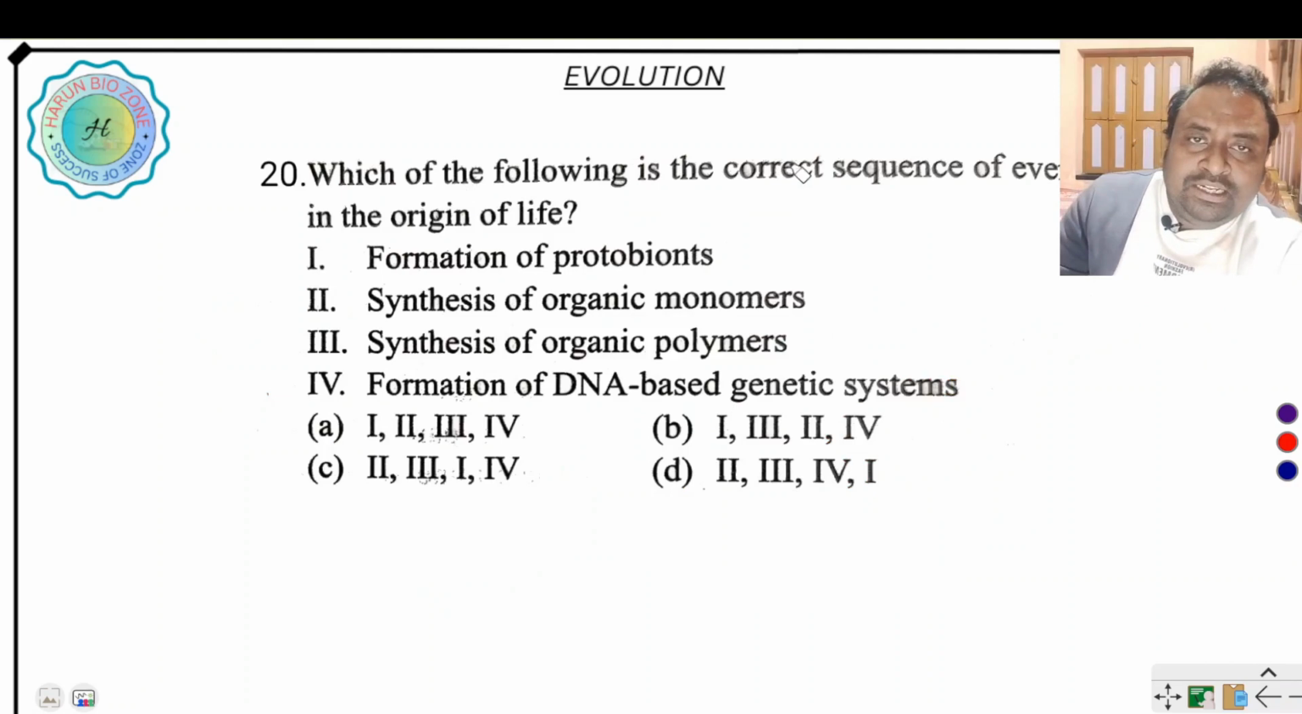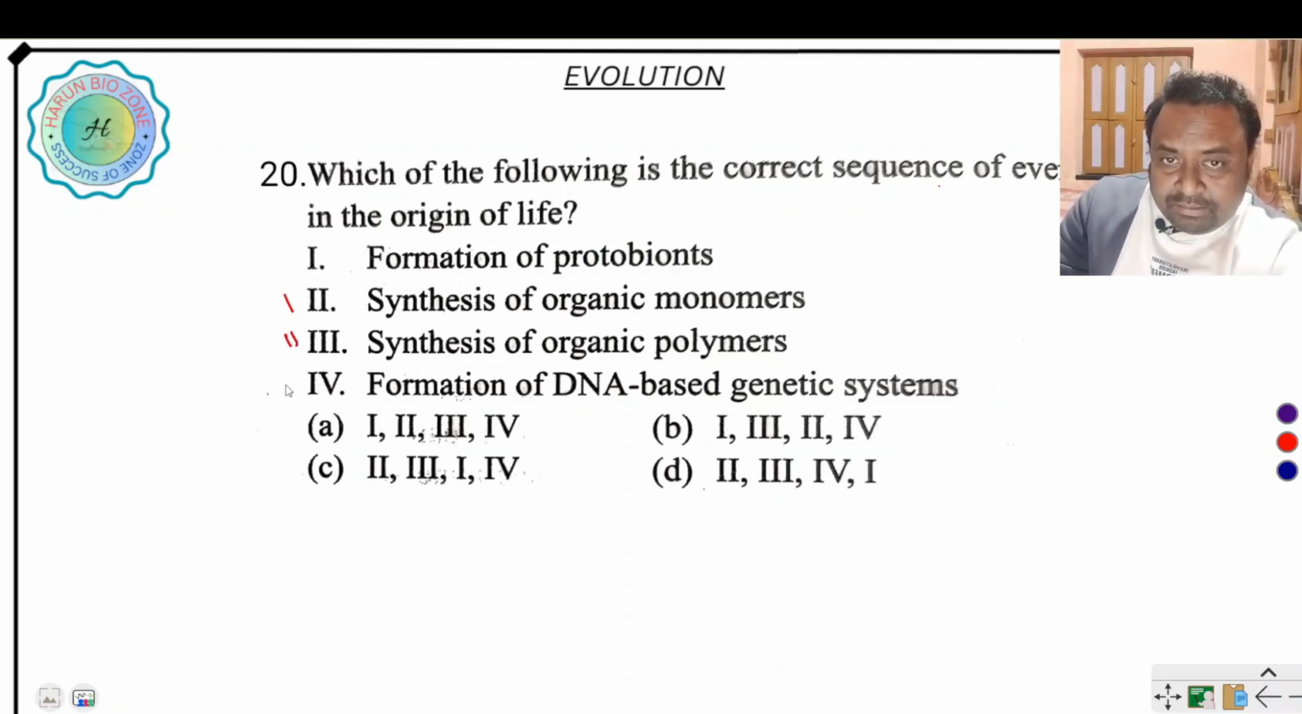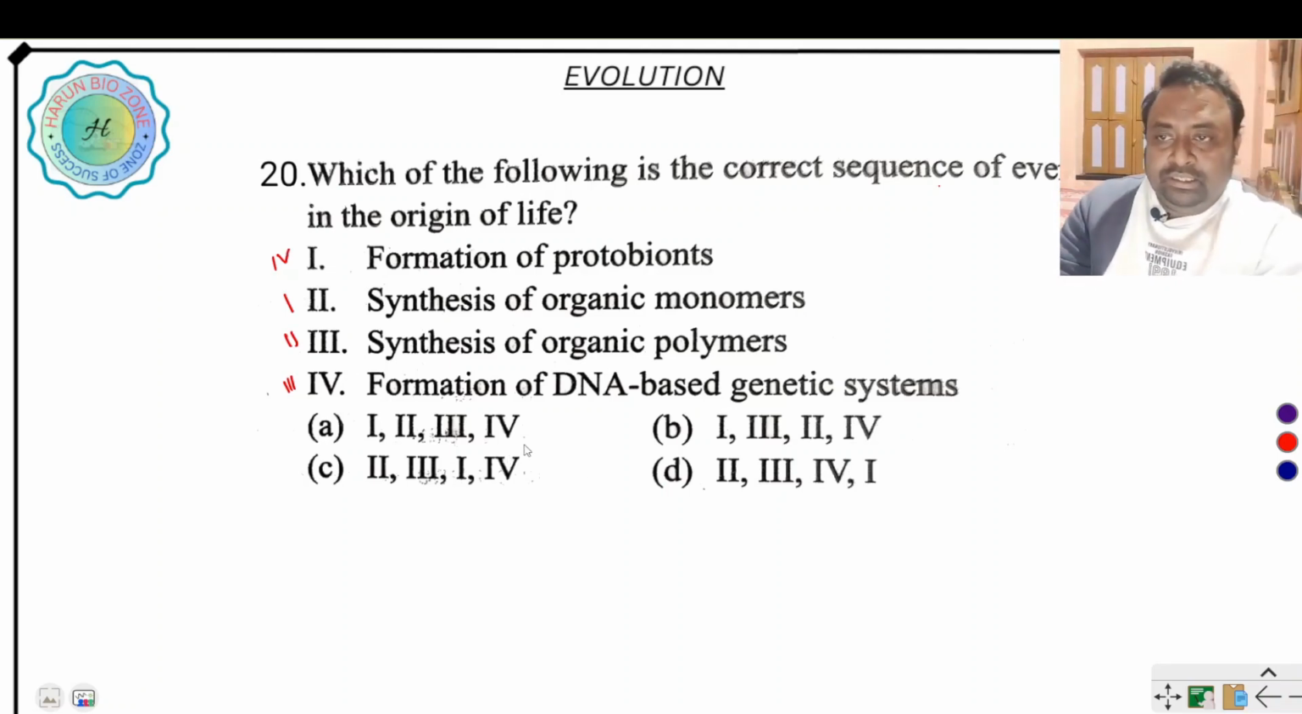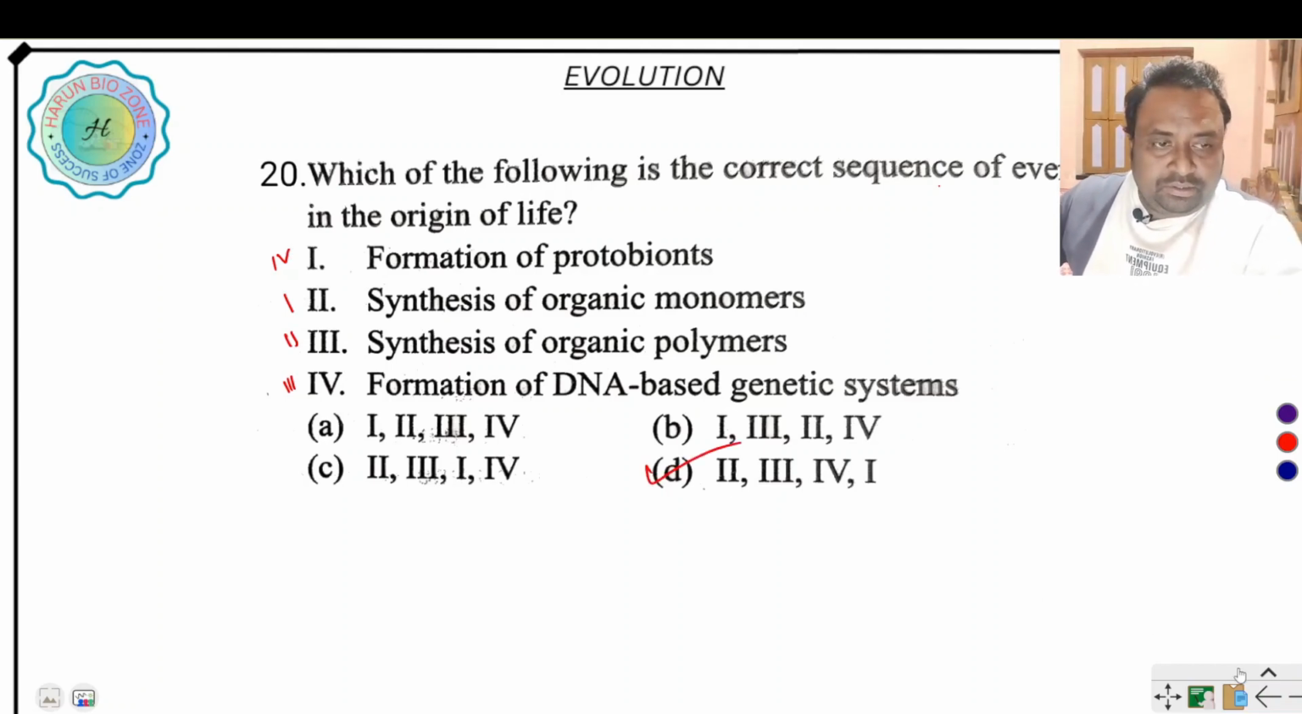Which of the following is the correct sequence of events of the origin of life? First, the formation of simple to complex material. The first step is the synthesis of organic monomers, then polymers, then DNA-based systems, then protobionts. So the sequence 2, 3, 4, 1 is the correct option.